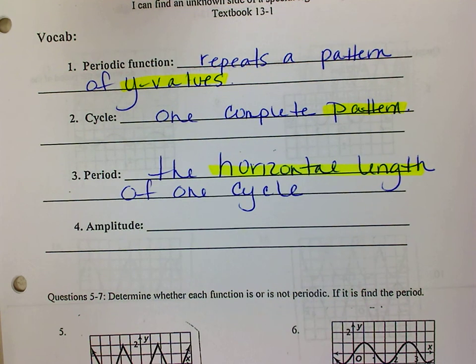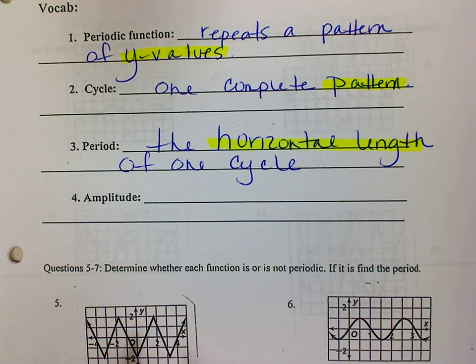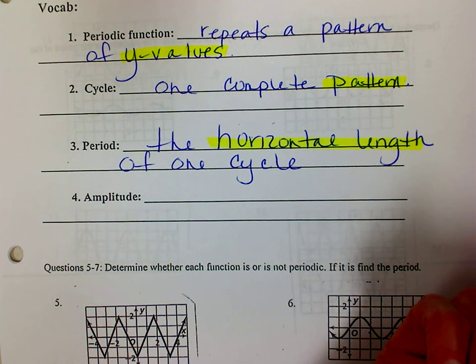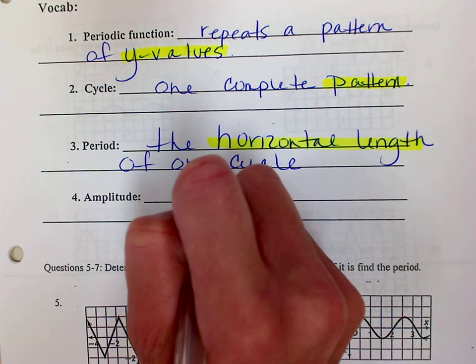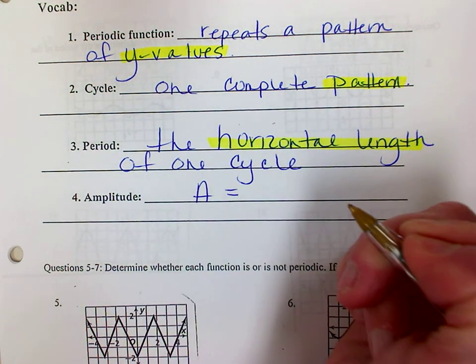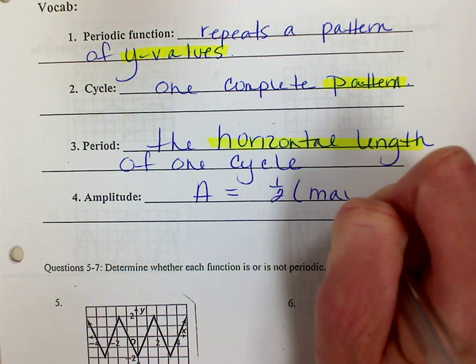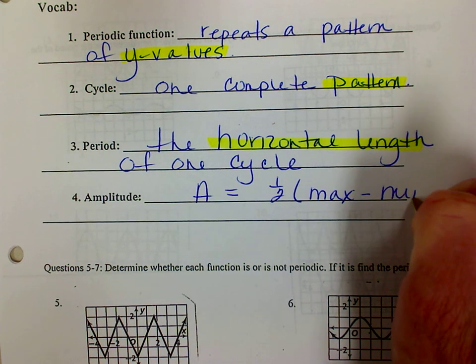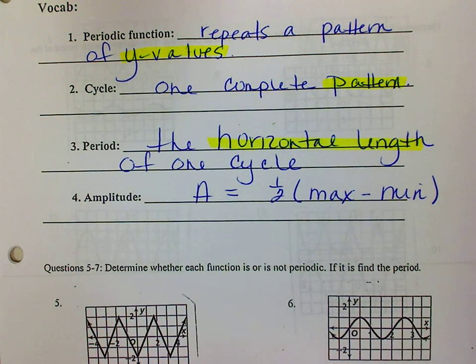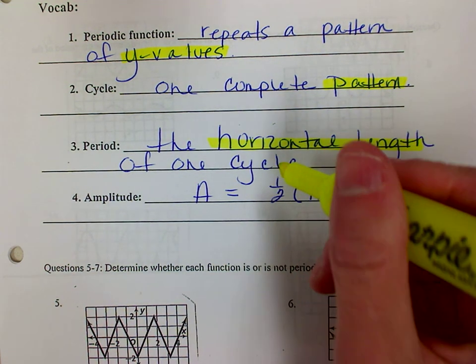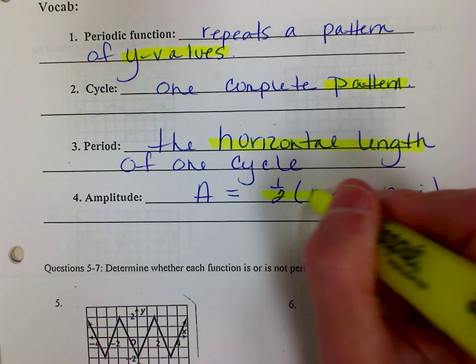All right, now amplitude means height. So to figure out what that is of a graph, which if you look down here, we're going to get into these types of graphs. To find the amplitude, I'm just going to put the formula here. You take half of the maximum y value minus the minimum y value. And that's how you find the amplitude.